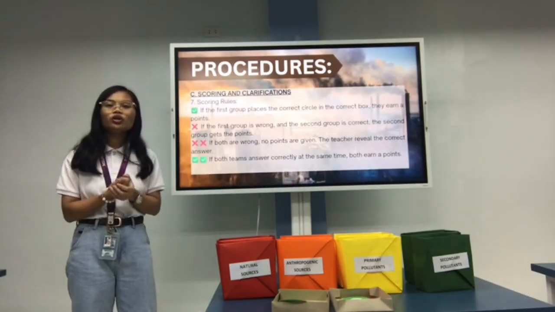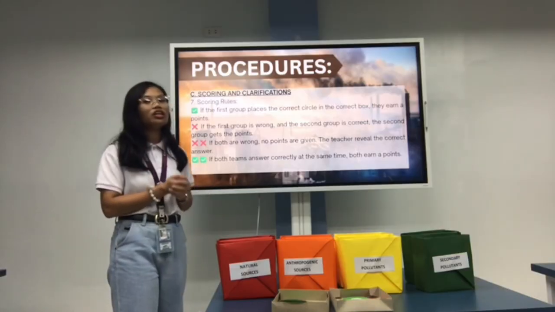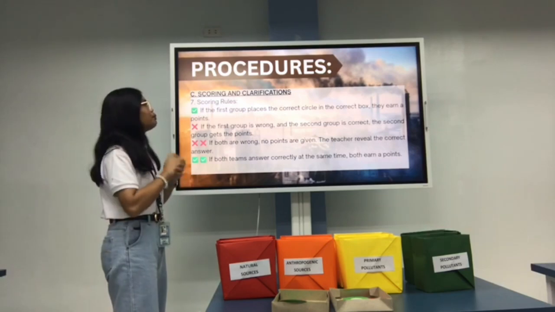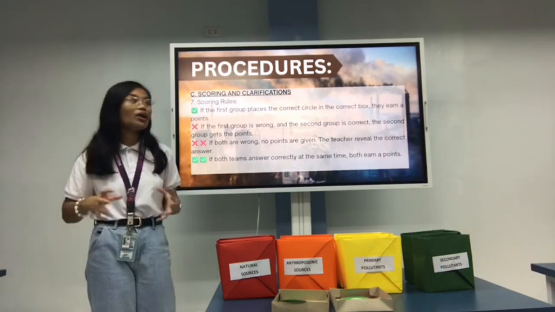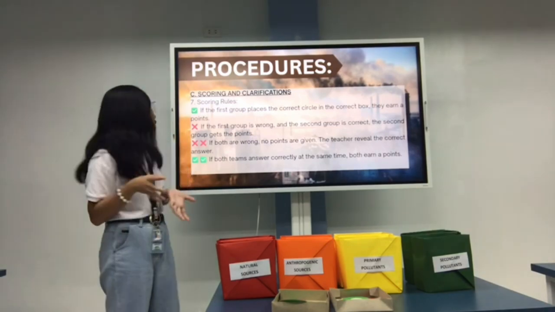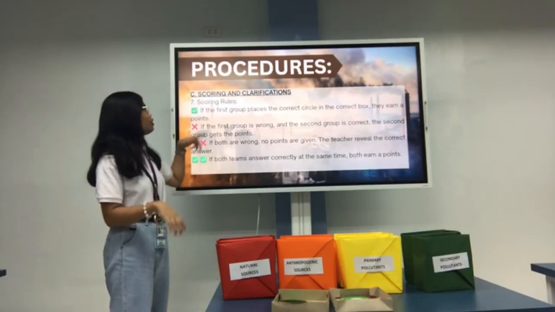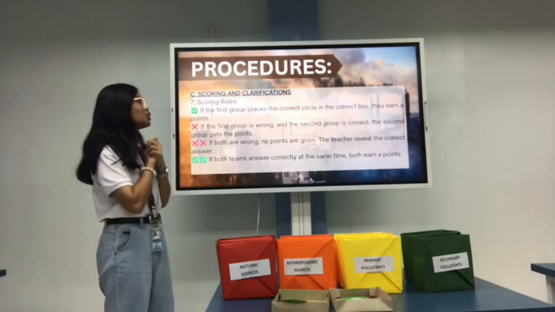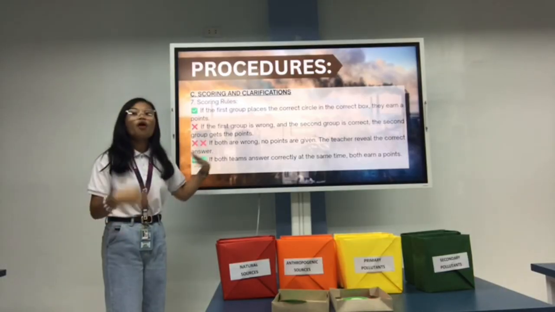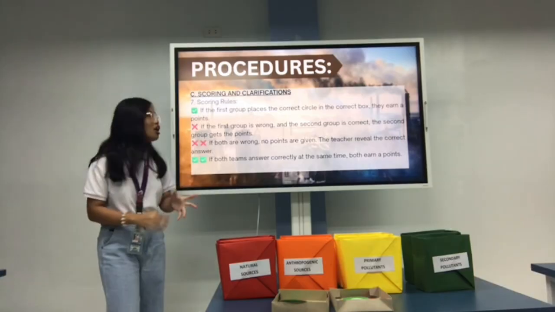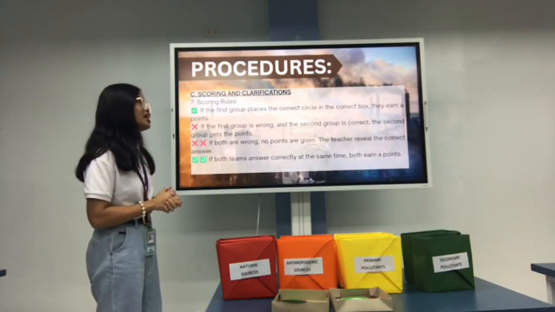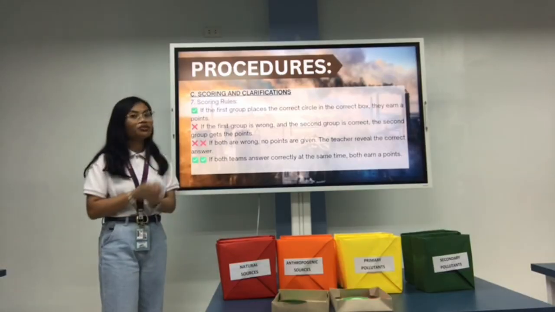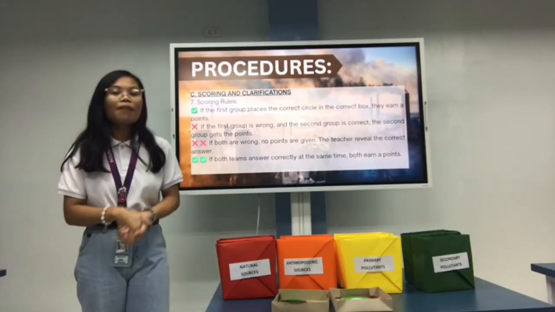For the scoring rules we have here, we need to clarify this because our students are competitive. First, if the first group places the correct circle in the correct box, of course, they earn a point. And if the first group is wrong, and the second group is correct, the second group gets the points. And if both are wrong, of course, no points are given. So the teacher reveals the correct answer. And what happens if both teams answer correctly? Of course, they earn a point.